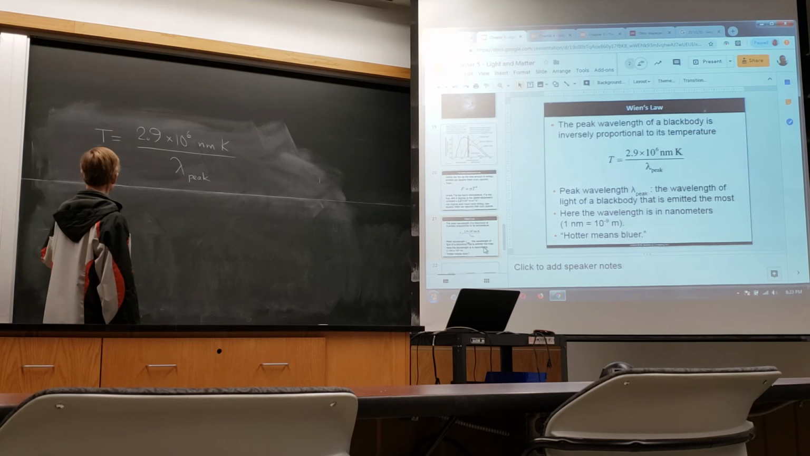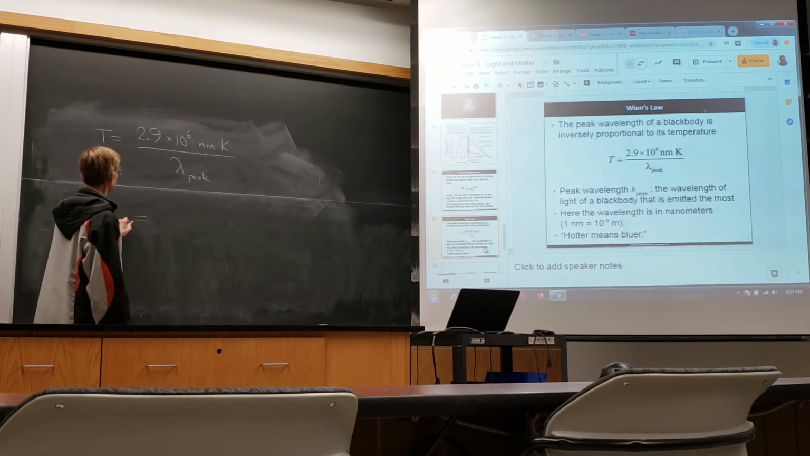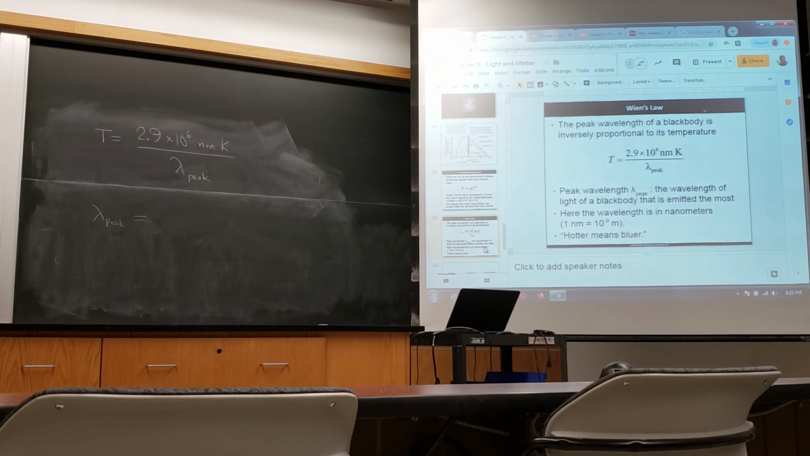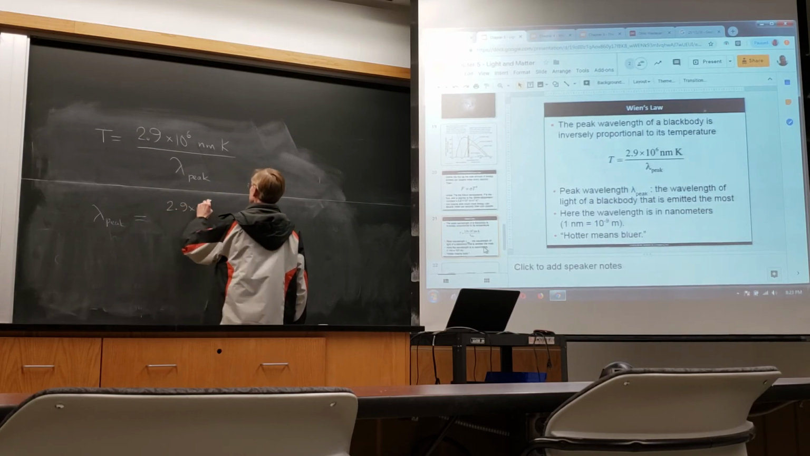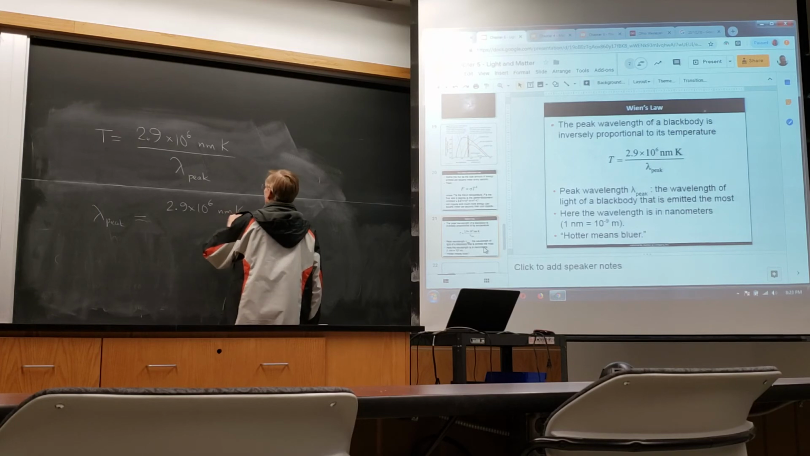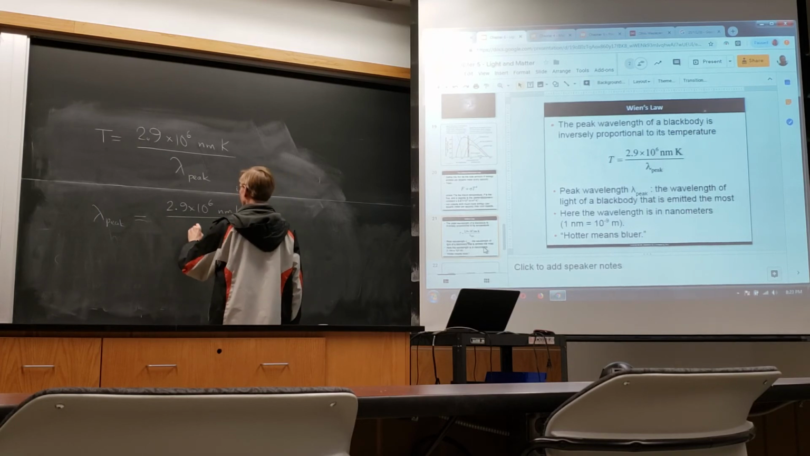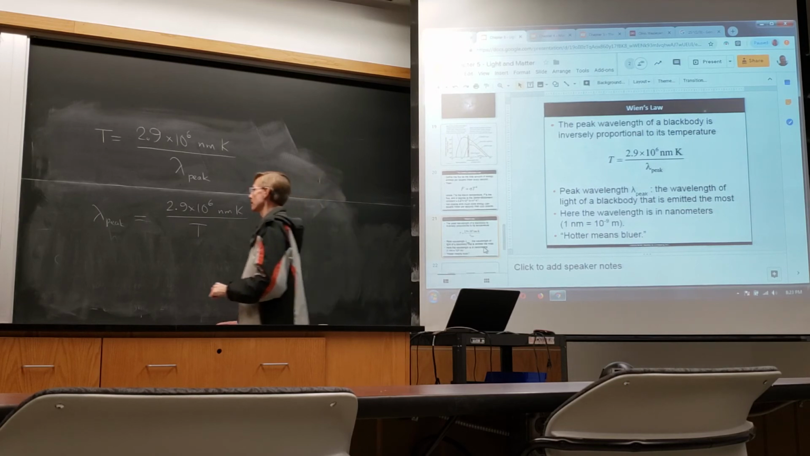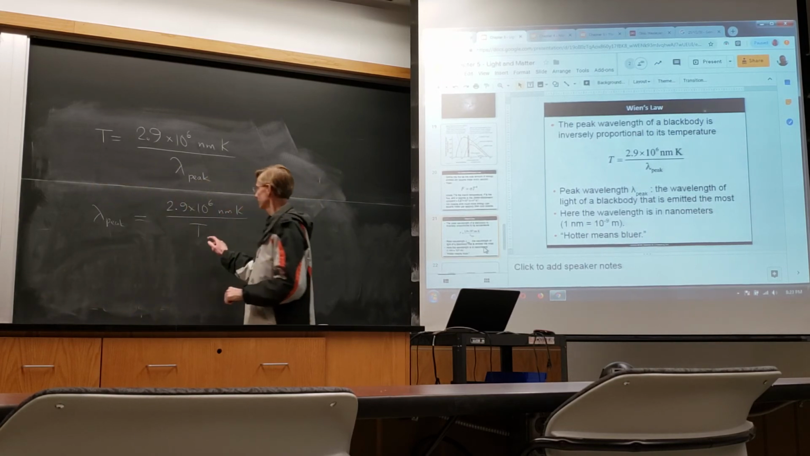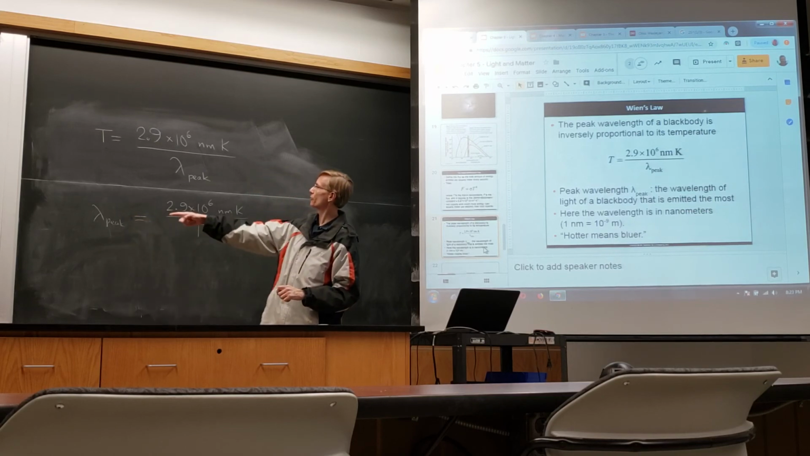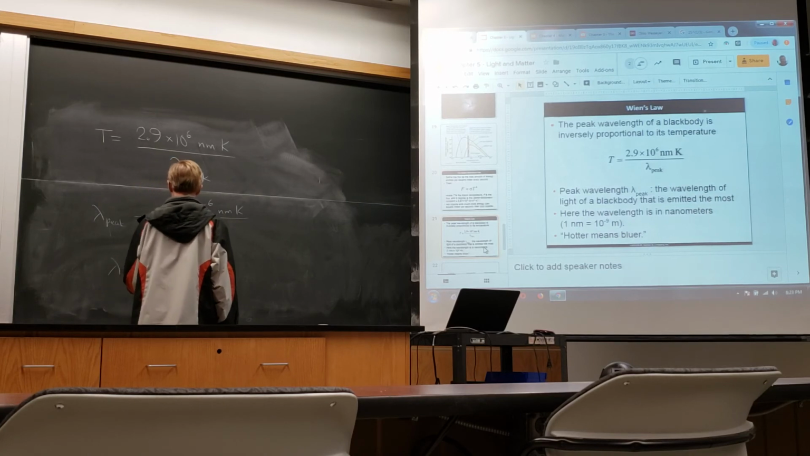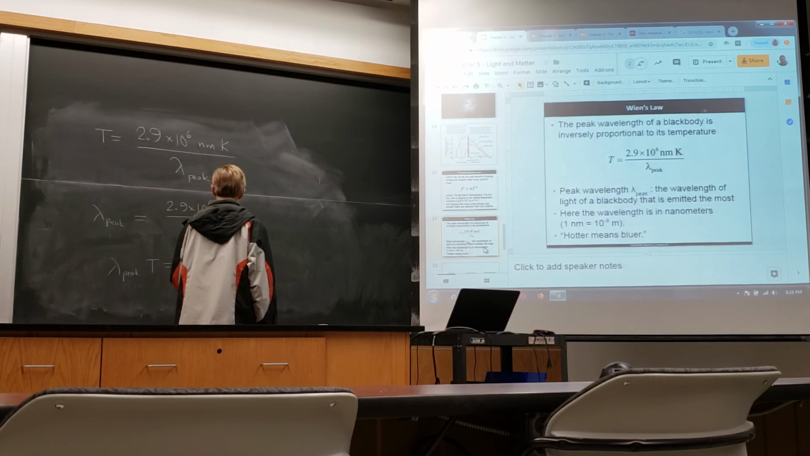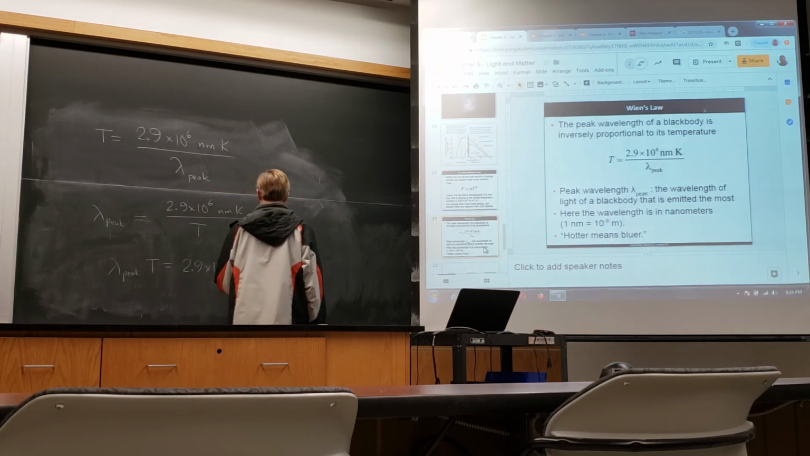If I wanted to say what the peak wavelength was in terms of the temperature, what would I do? Another one of those transpositions. Flip them over. So lambda comes up, temperature goes down. Lambda peak equals 2.9 times 10 to the 6 nanometer Kelvin over the temperature. And a third way to write this would be, let's take the T over here. The peak wavelength times the temperature is 2.9 times 10 to the 6th nanometer Kelvin.